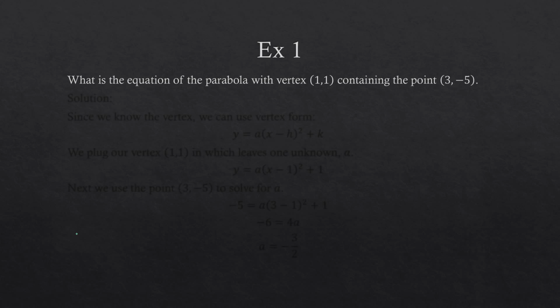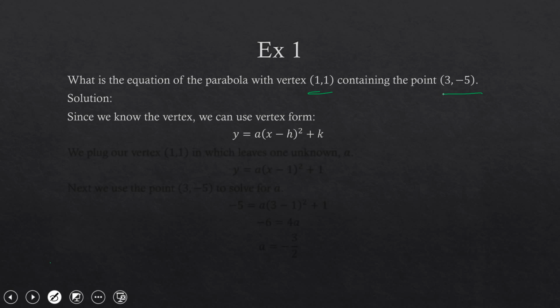Okay, let's look at an example. Let's figure out what the equation of the parabola with vertex (1, 1) containing the point (3, -5) is. So we know what the vertex is, and we just need to find the equation. We know the vertex, and we know a single point, so let's try to find the equation. Since we know the vertex, we can use vertex form, which is a(x minus h) squared plus k. Let's plug the vertex in for h and k. So here's our h value. It's going in there. And here's our k value. It's going in there.